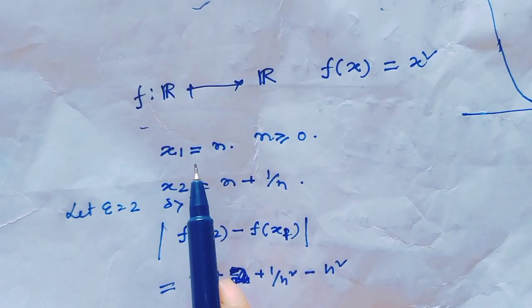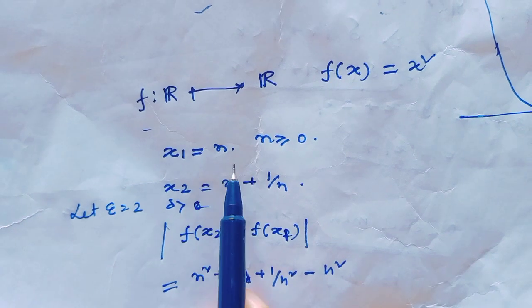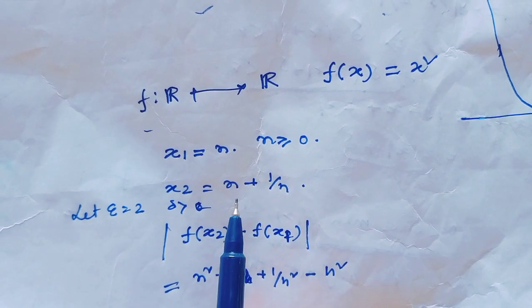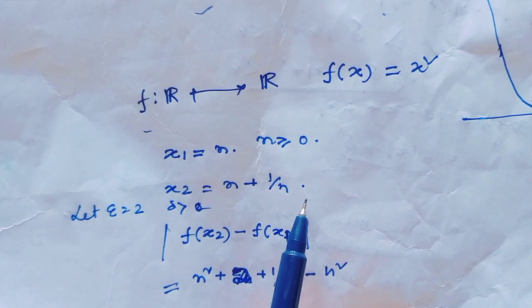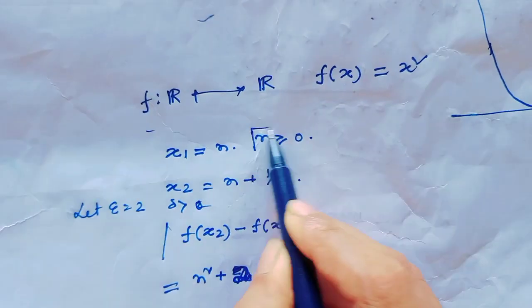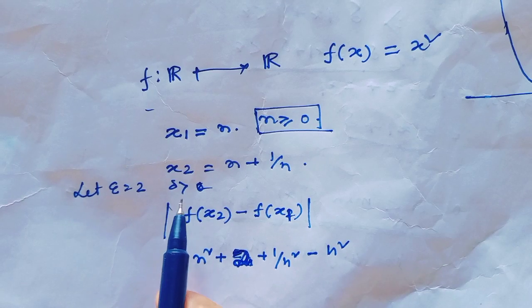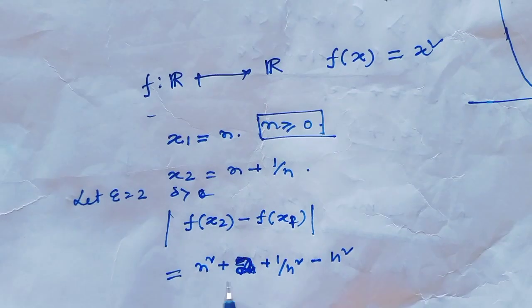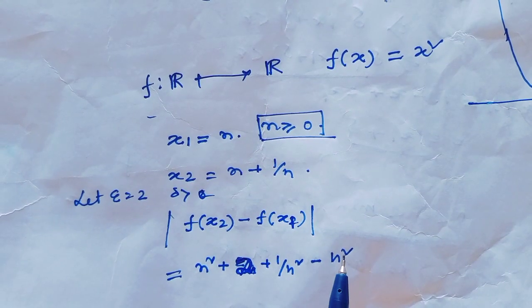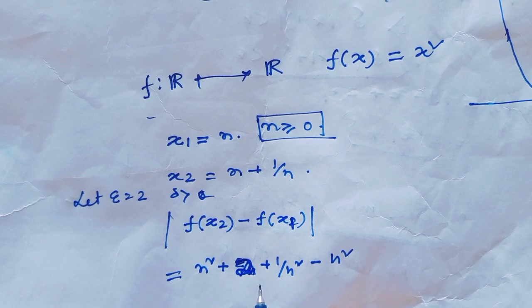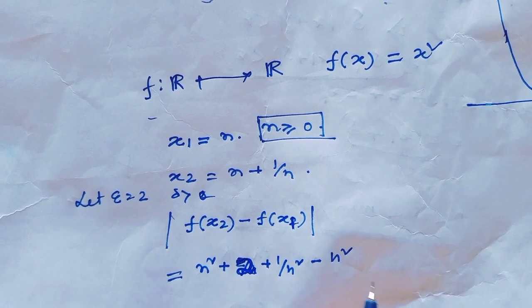So consider two sequences of this type: x1 equal to n and x2 equal to n plus 1 over n, for n greater than or equal to 1, and consider epsilon equal to 2 and delta greater than 0. Then f(x2) minus f(x1) would be n squared plus 2 plus 1 over n squared minus n squared.